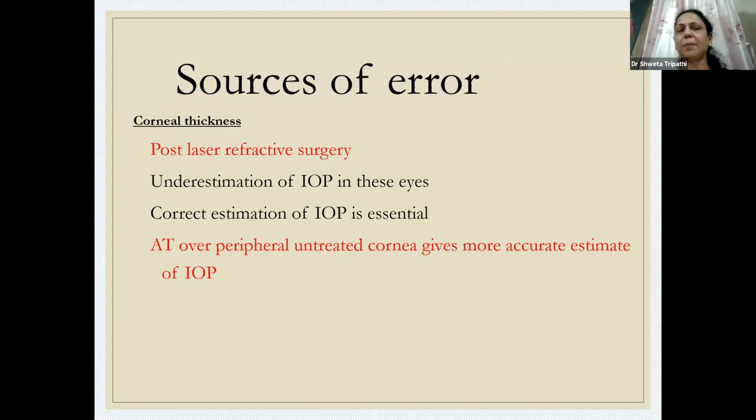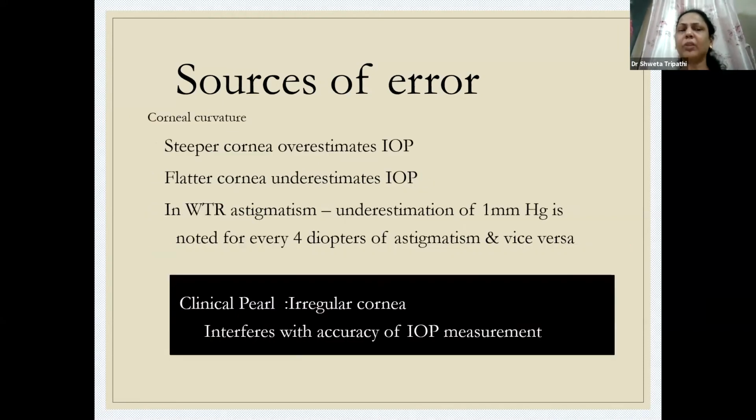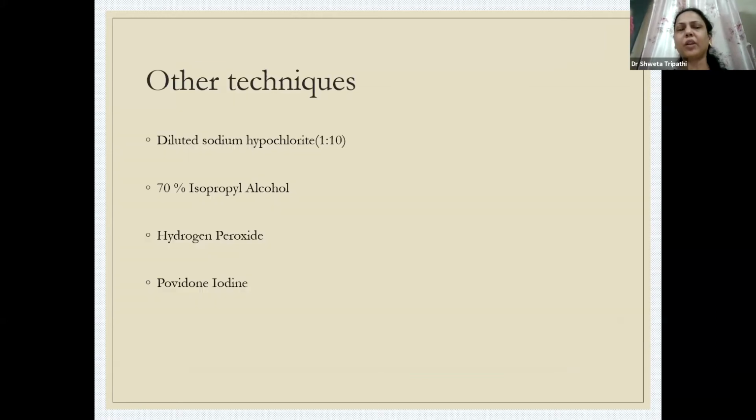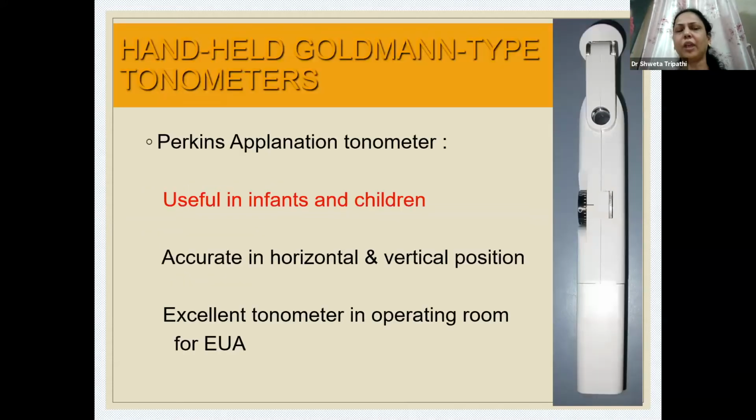For corneal thickness after laser refractive surgery, there is definitely a better way, which I'm going to deal with in the next slide. So it is advisable that if we have the DCT, we can go for that. Else, Goldmann applanation tonometry can be used on the peripheral cornea. The clinical pearl I would like to share here for GAT is that irregular corneas interfere with the accuracy of IOP measurements, and there are various other means through which we can measure IOP in those conditions. Disinfection is by running water and various other means, all given in the books, from sodium hypochlorite to hydrogen peroxide.